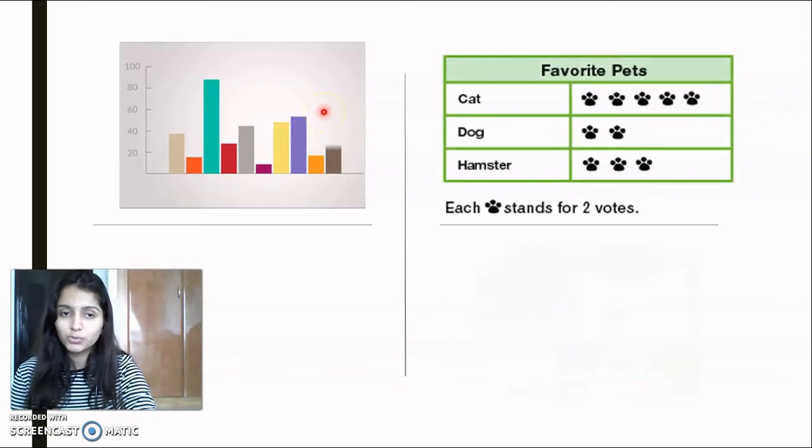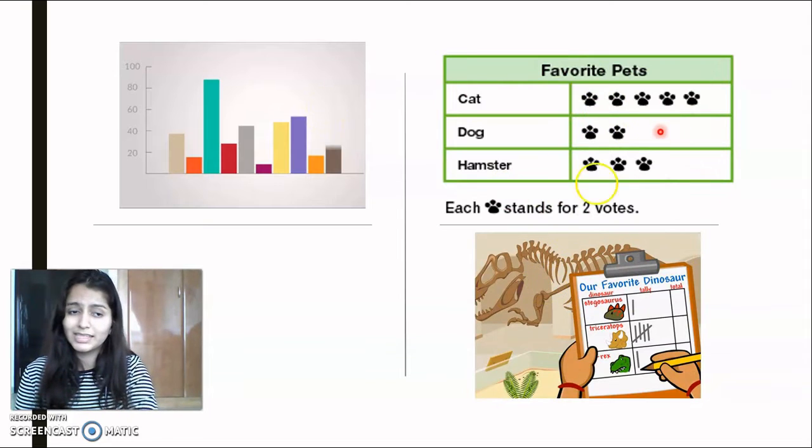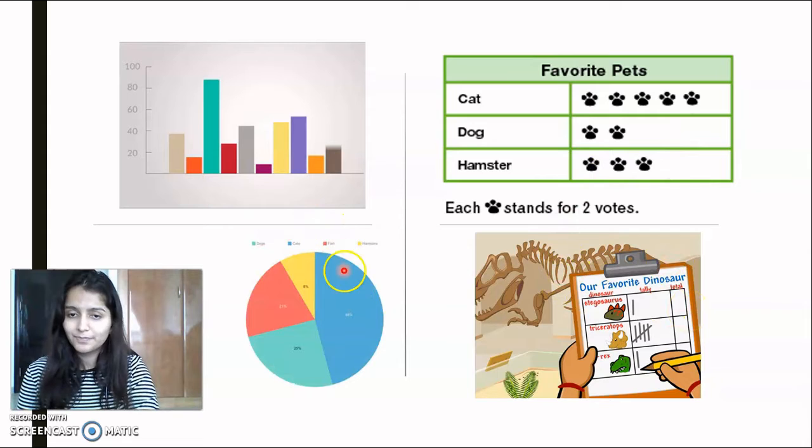But look at these two pictures. Now the difference in these two pictures is they're both in tables, right? And the last one is this. Now this is a circle. Does it remind you of something like a pizza or a pie? I'm sure it does, right?